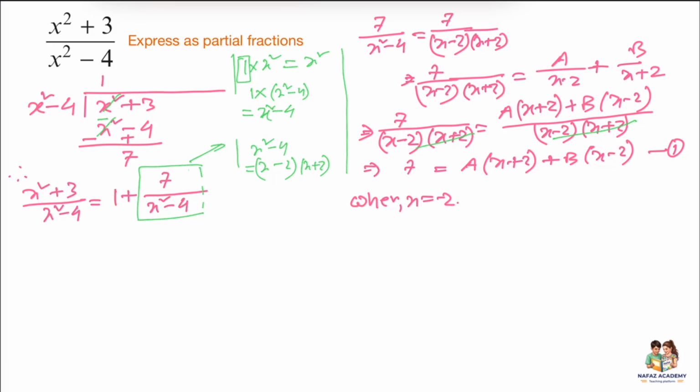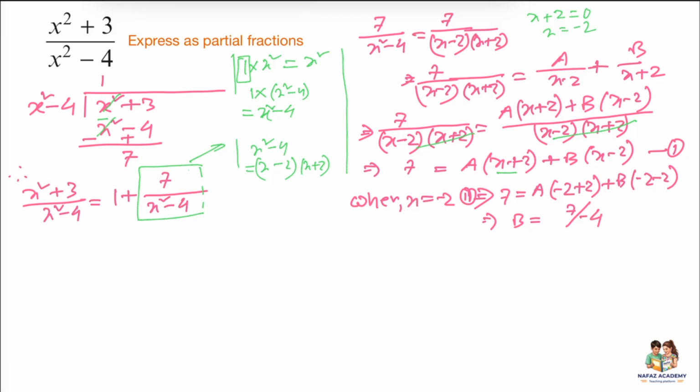Now put the value of x equals minus 2. Already you know how to solve the normal partial fraction, or if you want you can watch my previous videos, where I solved the normal partial fraction, lecture 1, 2. So I'm substituting x equals minus 2 over here, and the a part must be 0. So the b part is b times minus 4, equals 7, so b is 7 over minus 4.